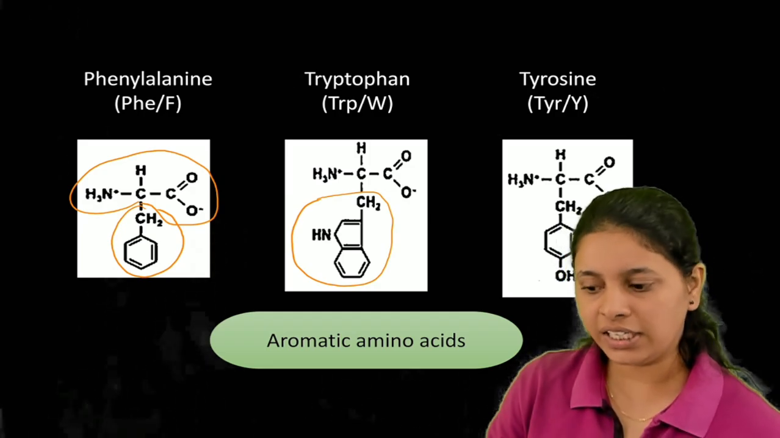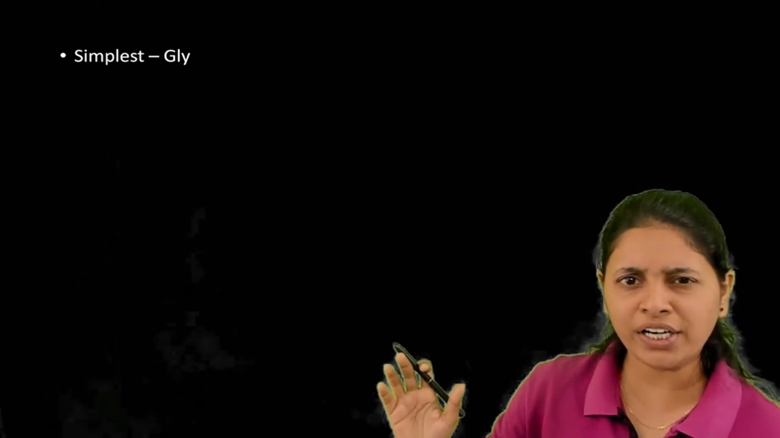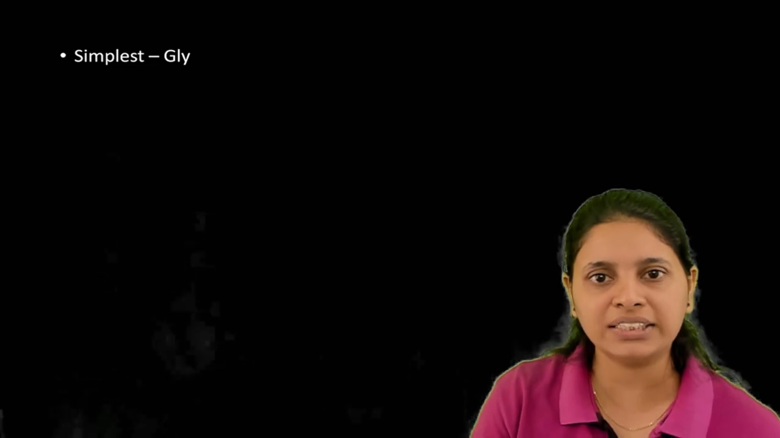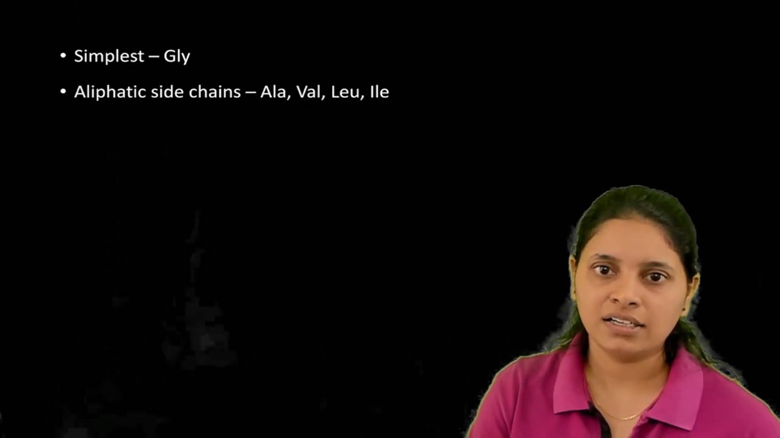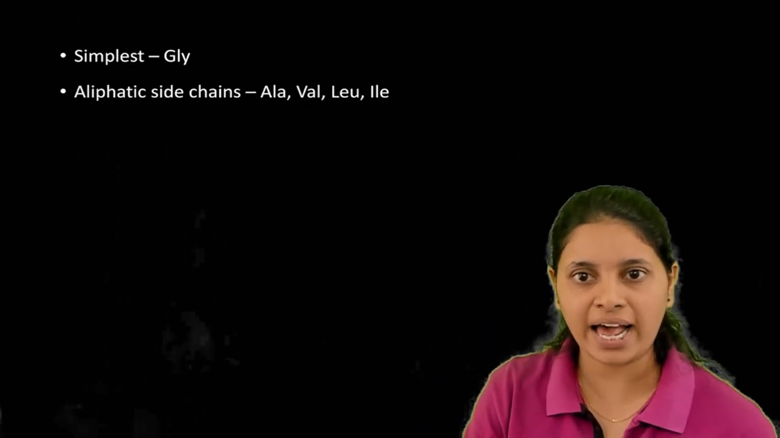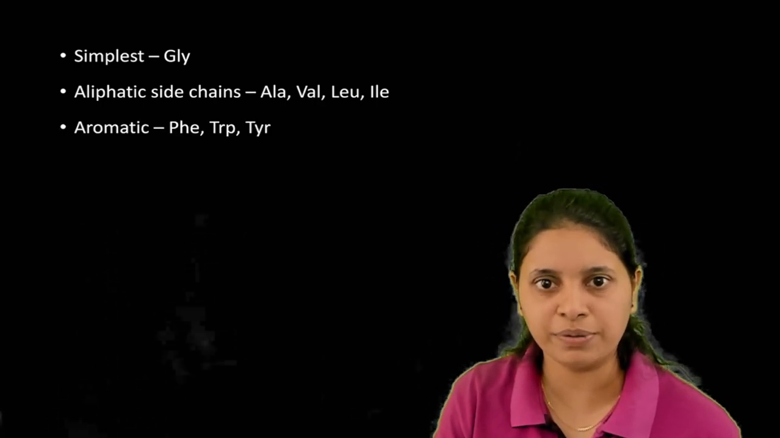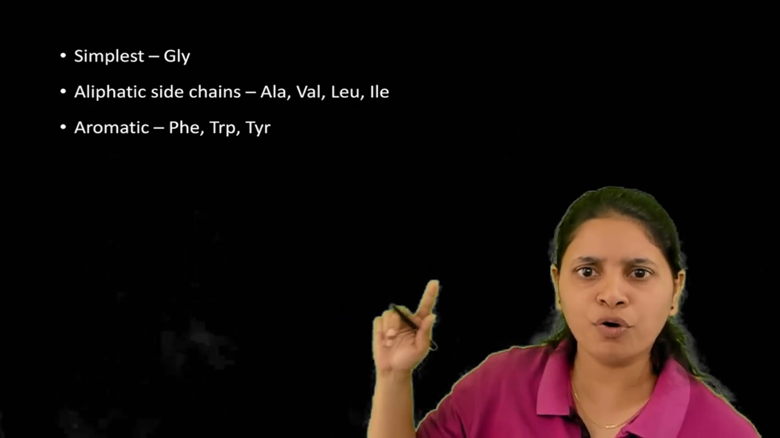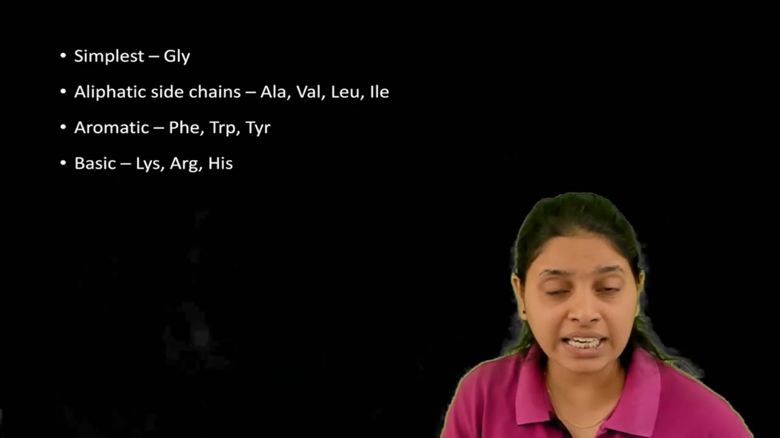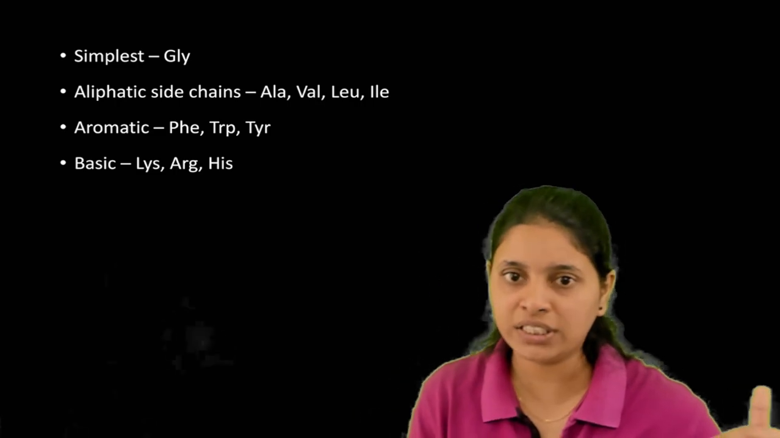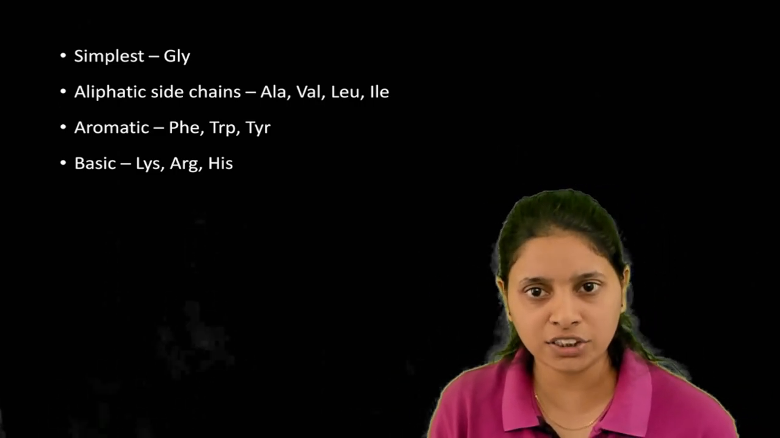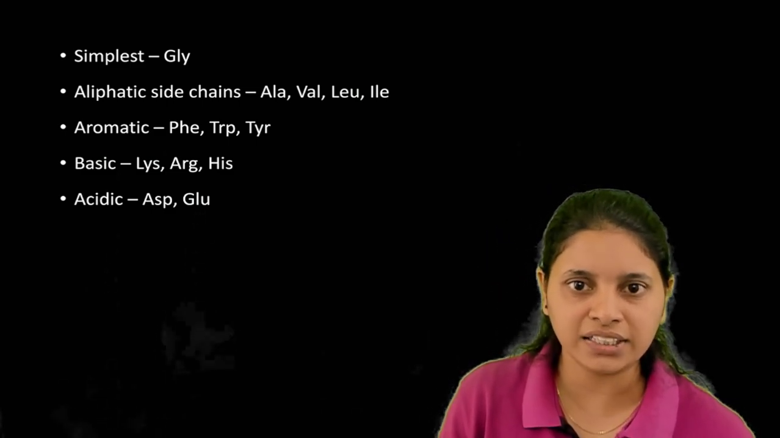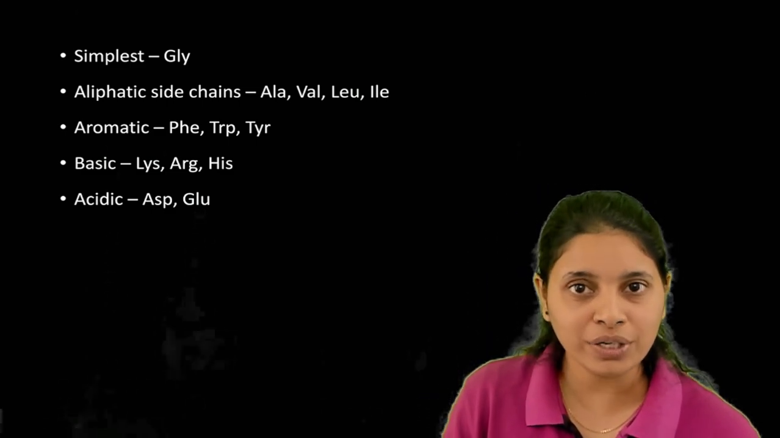So now we have seen all the amino acids. So we will quickly go through the nature of all the 20 amino acids. The simplest amino acid is glycine. Next, the other amino acids which have aliphatic side chains are alanine, valine, leucine and isoleucine. Next, aromatic amino acids which we saw on the previous slide, phenylalanine, tryptophan and tyrosine. Basic amino acids means they have extra amine groups in their side chains. So we have lysine, arginine and histidine. Acidic amino acids have COOH groups in their side chains. So aspartic acid and glutamic acid.